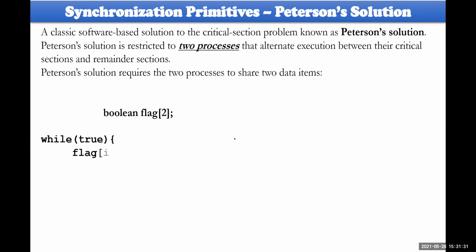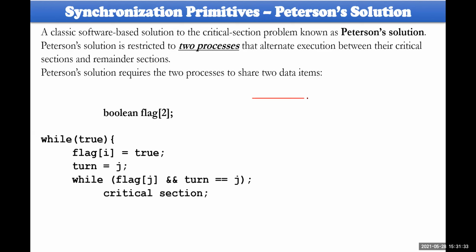One of such solutions is Peterson's solution. This is the first solution given for the critical section. Peterson's solution is always restricted to only two processes. In the ready queue, for example, this is the ready queue here: process 1, process 2, process 3, process 4.